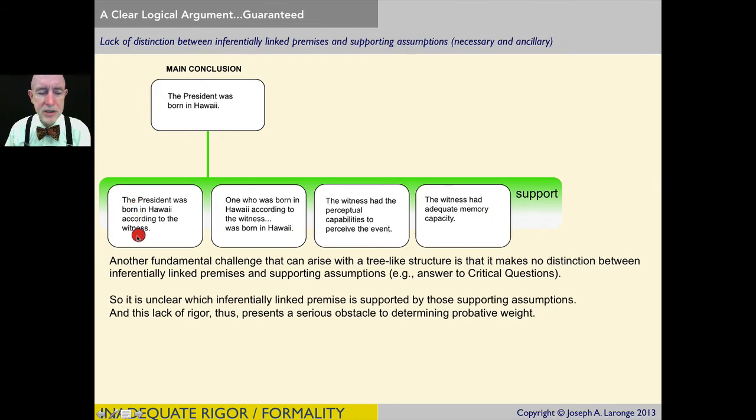Now here you can see from what we've learned in the previous 31 lessons that these two are the inferentially linked premises and these are two supporting assumptions. So with this kind of problem, it is unclear which inferentially linked premise is supported by those supporting assumptions. And then, without knowing that, it really makes it difficult to determine what the probative weight is.